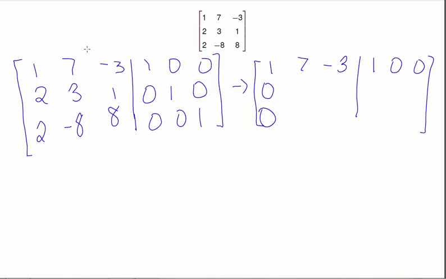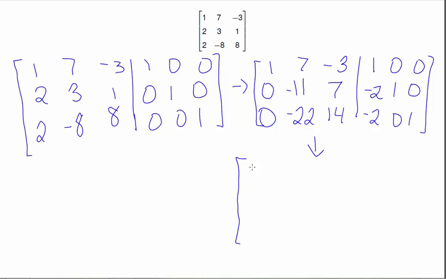Minus 2 row 1 plus row 2. So that's negative 2 plus 2 is 0. Minus 14 plus 3 is minus 11. 6 plus 1 is 7. Minus 2 plus 0 is minus 2. And then I have a 1 and a 0. Negative 2 row 1 plus row 3 gives me a 0. Minus 14 minus 8 will be minus 22. 6 plus 8 is 14. Minus 2 plus 0 is minus 2. And then 0 and 1.